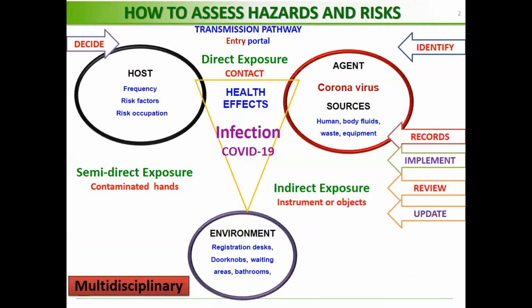So how to assess hazards and risks? As mentioned in the previous slides, the first pillar or the first step is to identify your risks. So then the focus should be on your source of exposure. In this case, the agent will be the coronavirus. I mentioned in the previous talk that the virus hasn't been classified yet, but it fits in the definition of a class 4 in the hazardous biological agent regulation.